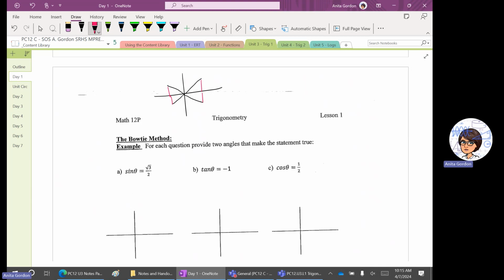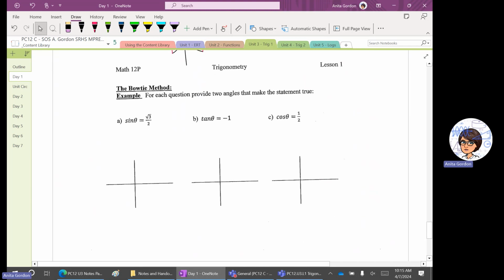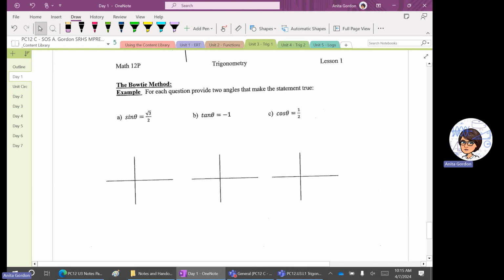So it kind of looks like a bit of a bow tie. Okay, for each question provide two angles that make the statement true. So sine theta is √3/2. Look, this is opposite over hypotenuse. So if I draw an angle and make my theta in this corner, then the opposite is √3 and the hypotenuse is 2, that means 1 is my third side.